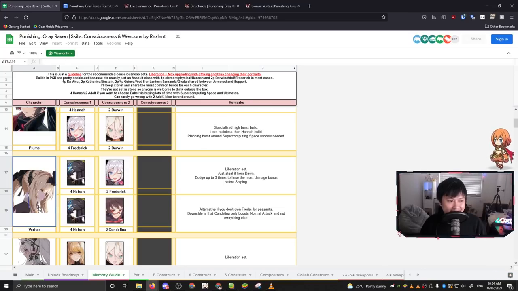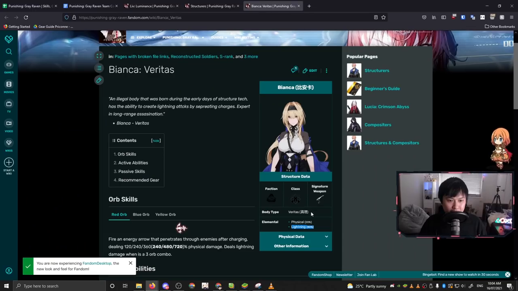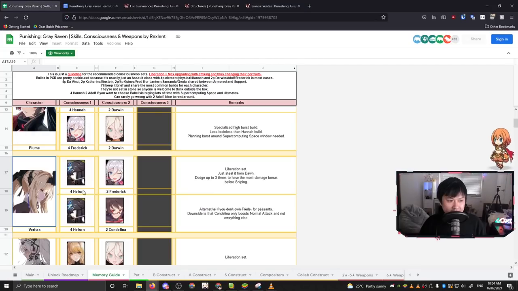So we saw Veritas, aka Bianca, before. And Bianca, as we remember, was a lightning type. On top of that, we also noticed that Heisen was the lightning set. And so it just makes so much sense that it's going to be at least a 4-set Heisen.